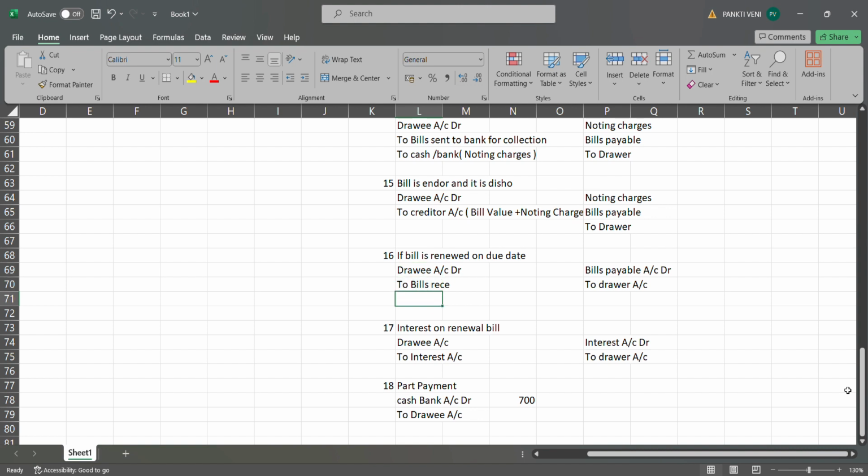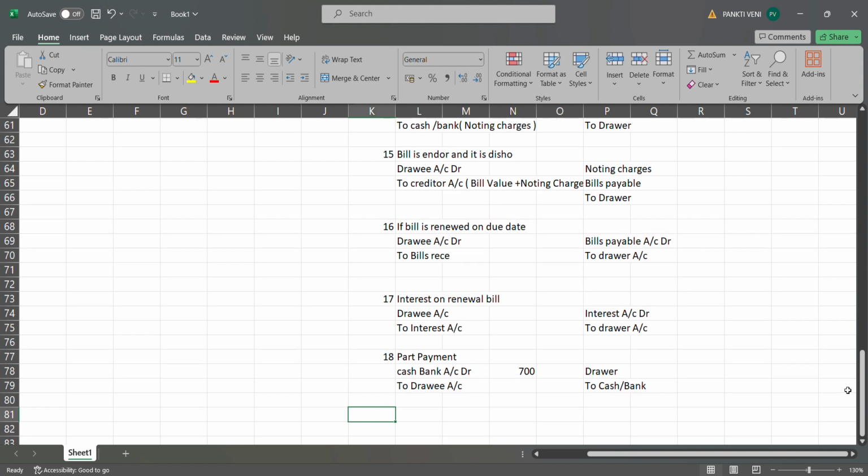You are drawing a bill. Here also to cash or bank. To whom you are paying? You are paying to drawer. 700, 700. Now let us go for next. Next is if bill is renewed on due date and a new bill drawn is accepted. So you are drawing a new bill, and again the new bill you are accepting. Same entry which we had done above, the first one. So we are done with the second part of journal entry.